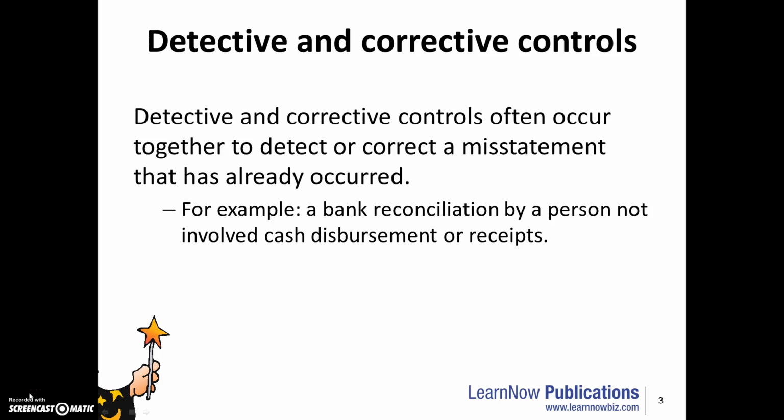Detective and corrective controls often occur together to detect or correct a misstatement that has already occurred. For example, a bank reconciliation by a person who's not involved in cash disbursement or receipts.